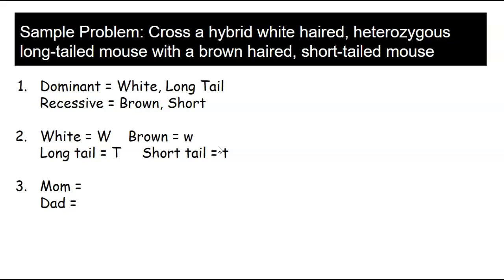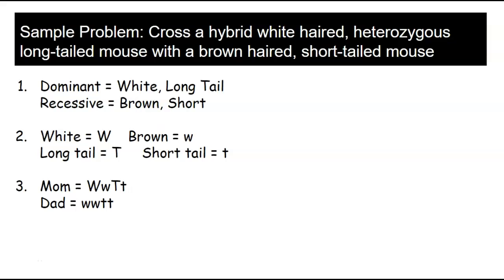Next thing we need to do is find out what is mom, what is her genotype, and what is dad. So I took the mom and dad out of this, so either one would work. But we're going to start up here, hybrid, white-haired. So 2 different genes, right? So big W, little w. Heterozygous long-tailed, so heterozygous, 2 different, right? So big T, little t. For dad, he's brown-haired, okay? We said brown is recessive, so he's going to have 2 little w's. And short tail is also recessive, okay? So he's all recessive.